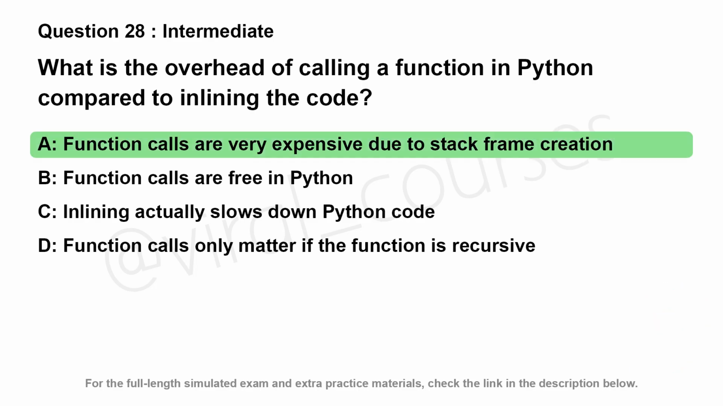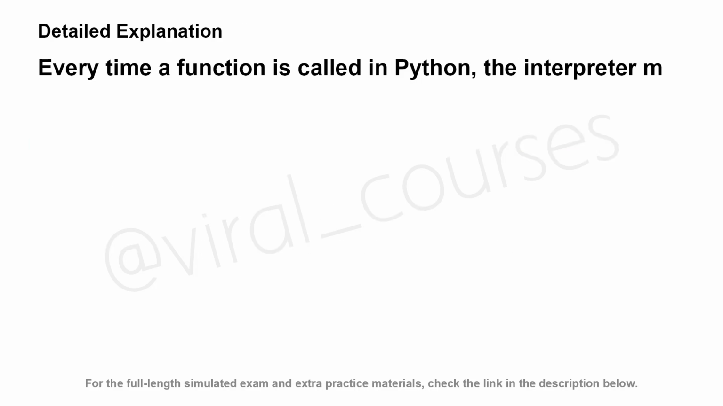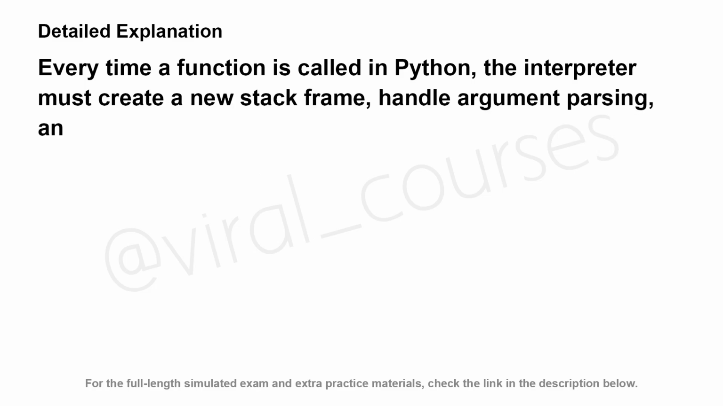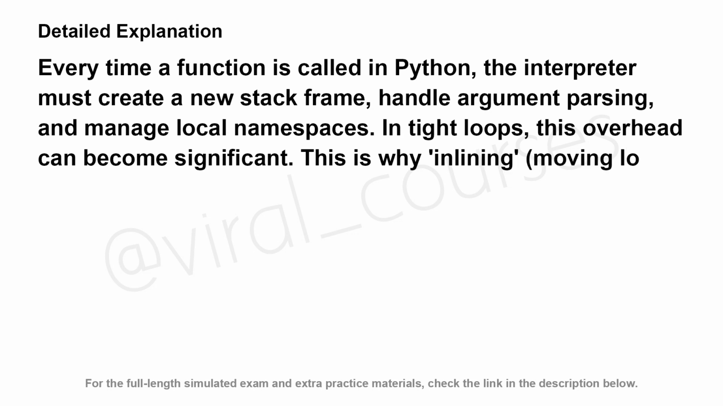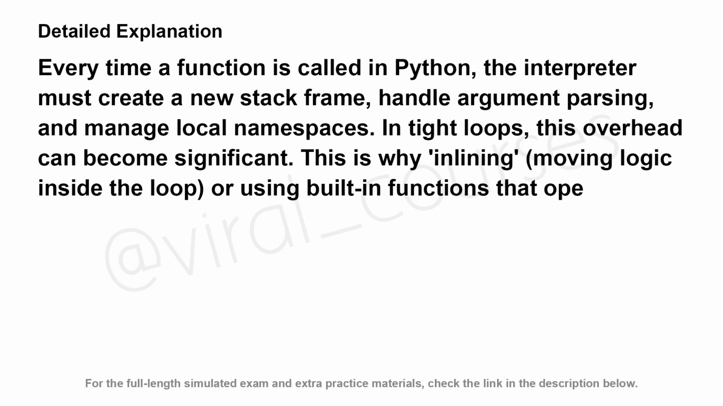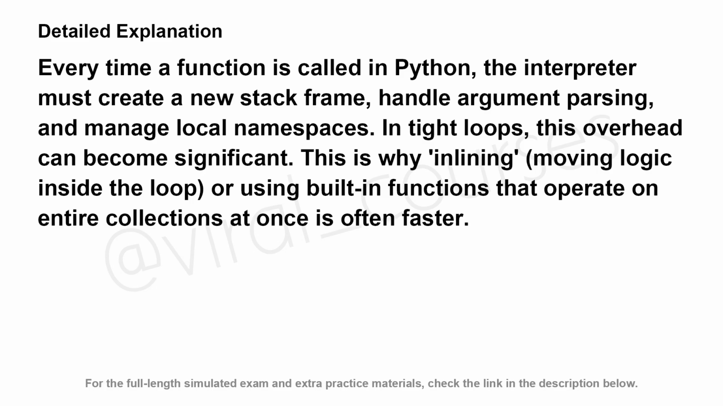The correct answer is A. Every time a function is called in Python, the interpreter must create a new stack frame, handle argument parsing, and manage local namespaces. In tight loops, this overhead can become significant. This is why inlining, moving logic inside the loop, or using built-in functions that operate on entire collections at once is often faster.